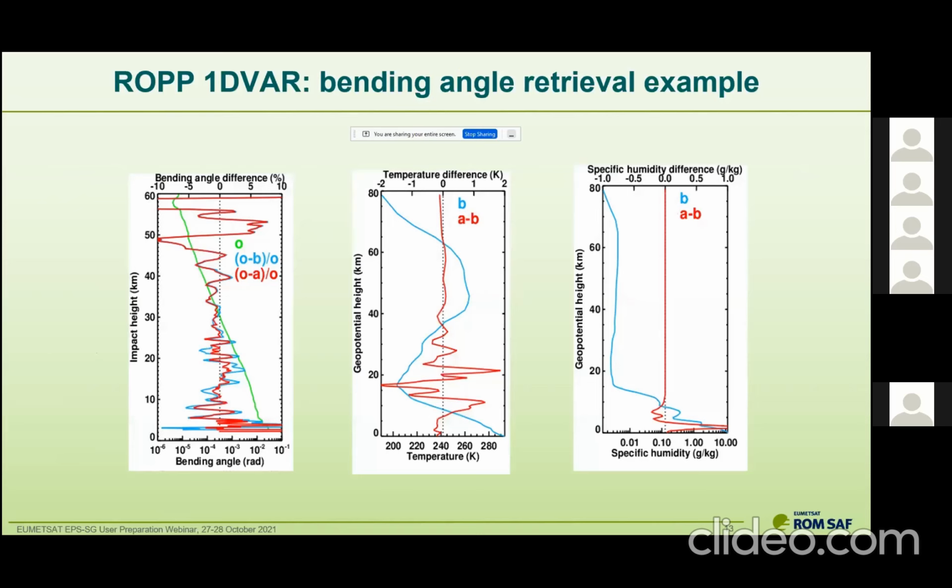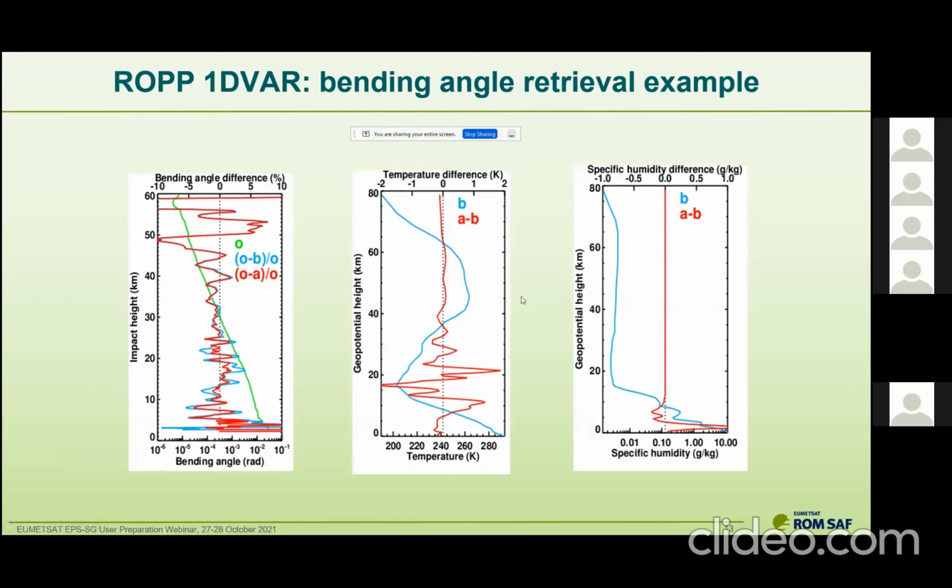Here's just one particular example. The leftmost picture is a bending angle in green. I hope you can see. So if you can't, falling away exponentially with height. And in blue here, we've got the O minus B sort of normalized. So the background field, the forward model background field, taken away from the observed bending angles. And in red, we've got the same thing for the solution, the forward model solution. And you can see it's a little bit smaller, which is what you would expect.